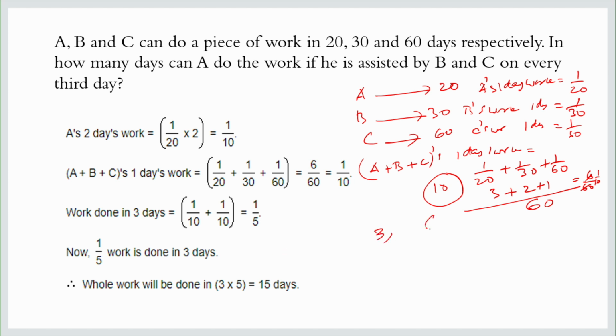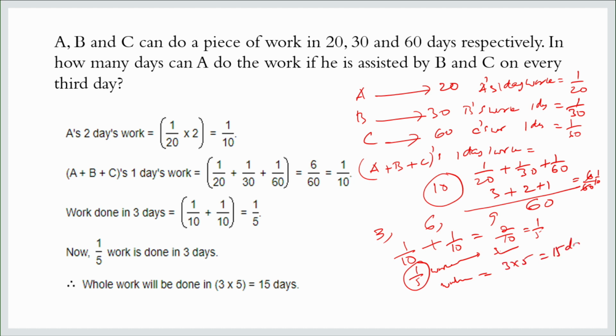Third day, 6th day, 9th day, correct? Means you have to say 1 by 10 plus 1 by 10. 1 by 10, 1 by 10, 2 by 10 is 1 by 5. So, 1 by 5 work is done in 3 days. So, how many days will the whole work take? 1 by 5 of the work is done in 3 days. So, for the whole work, 3 fives are 15. So, we will take 15 days to complete that work.